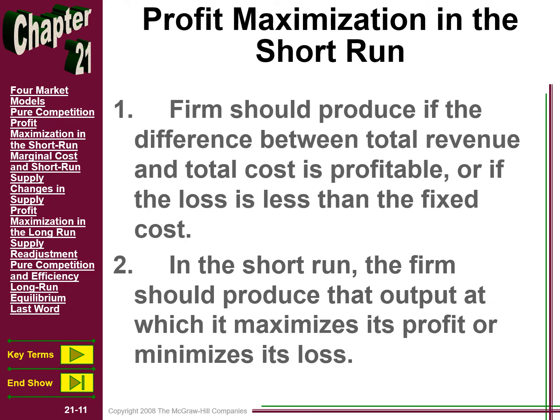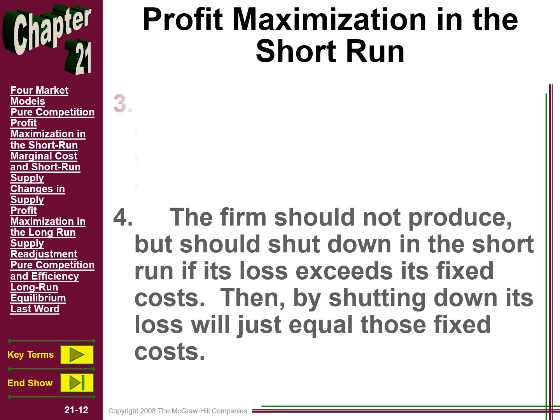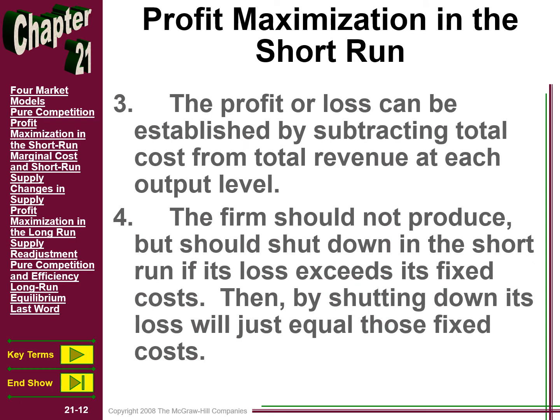Okay, so this is important, big review here, right? So the firm should produce if the difference between total revenue and total cost is profitable, right? In other words, if we're going to make a profit, definitely produce, or if the loss is less than the fixed cost, right? The firm should produce the output which maximizes profit or minimizes loss. Q star, we call this for number two here, quantity of output which will represent profit maximization or loss minimization for the firm. All right, last 2 points.